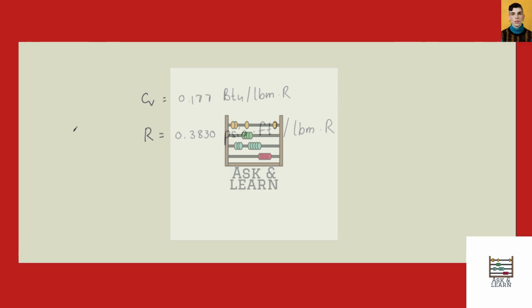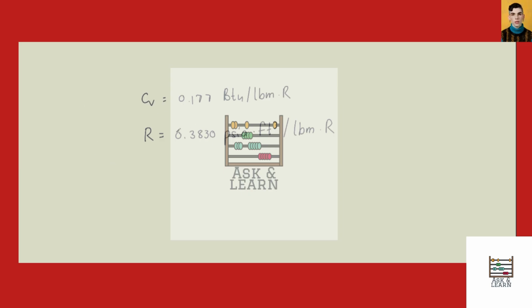In this problem, we have paddle wheel work, which is applied to nitrogen in a rigid container, and we want to calculate the final temperature. We assume that nitrogen is an ideal gas, since it is at a high temperature and low pressure relative to its critical point values. The kinetic and potential energy changes are negligible, and we can use the constant specific heats at room temperature for the nitrogen.